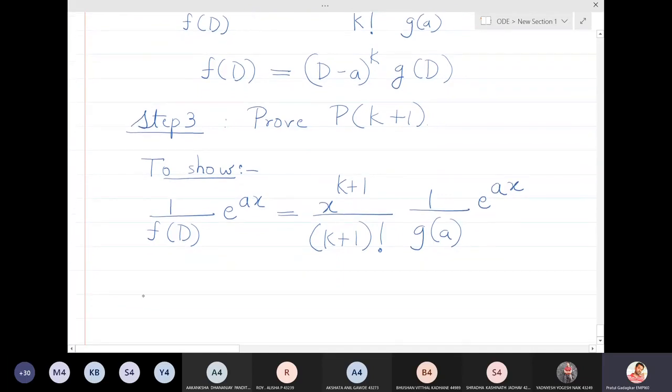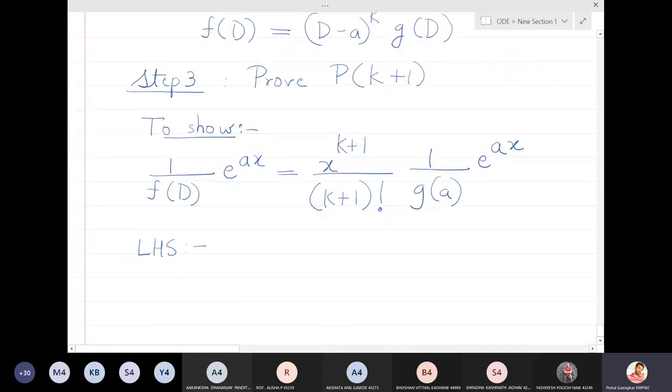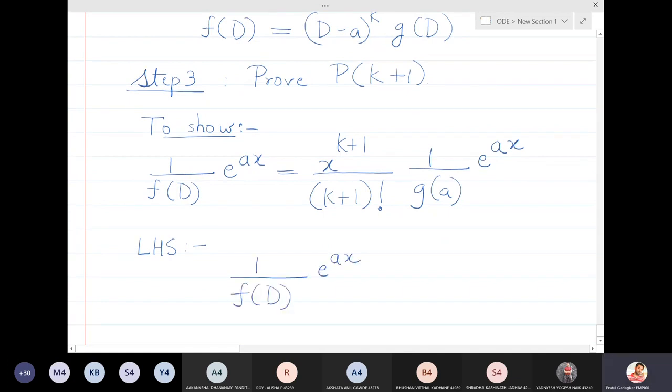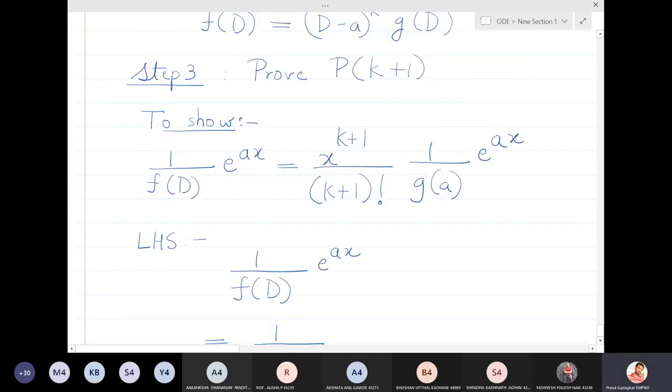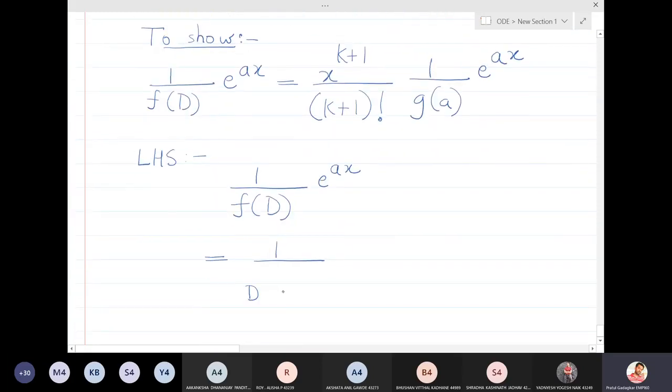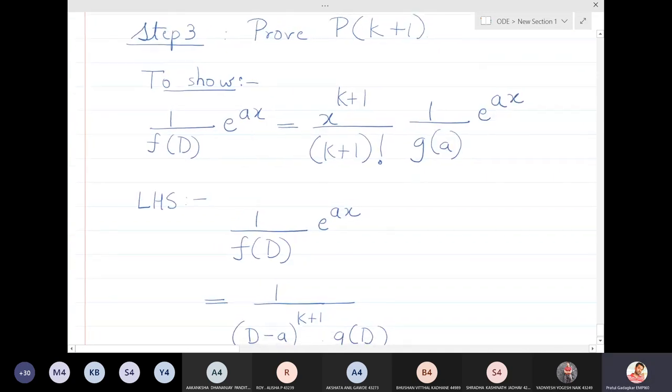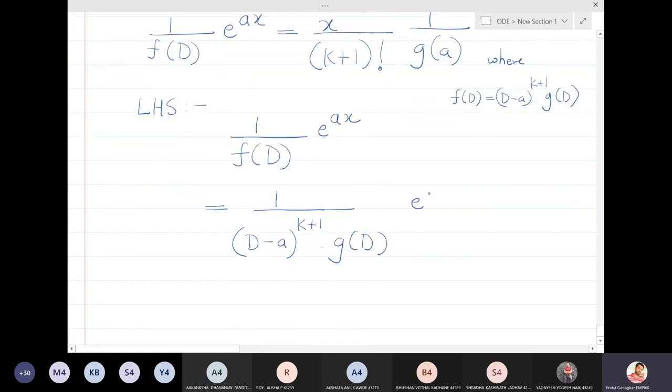If I want to show this, I will start with my left hand side. Left hand side is 1 upon f of D, e power ax, is equal to, what is f of D here? What is f of D if I'm going for the k plus 1 stage? F of D is D minus a raised to k plus 1, g of D, where f of D is D minus a raised to k plus 1 g of D, e power ax.